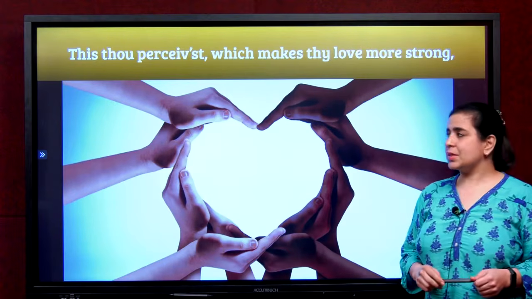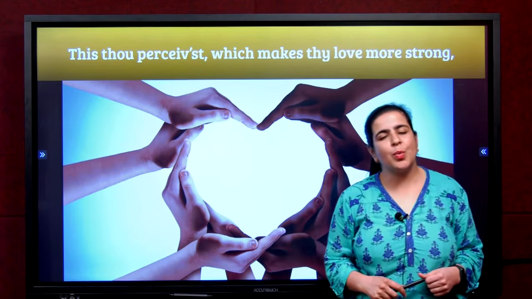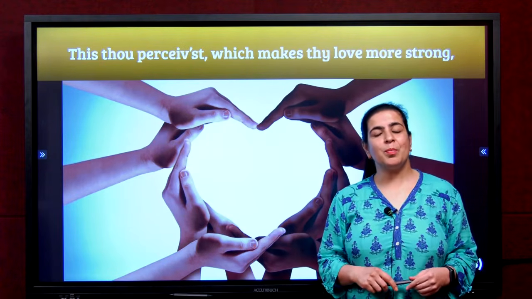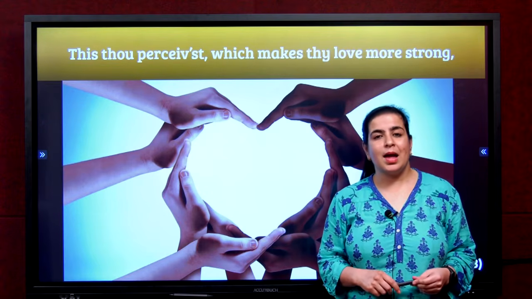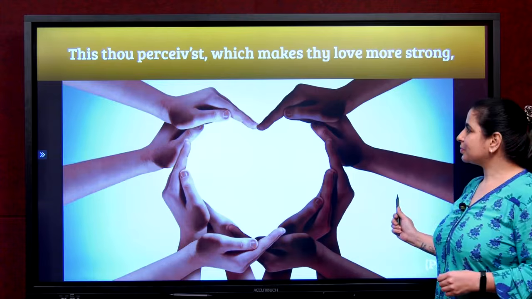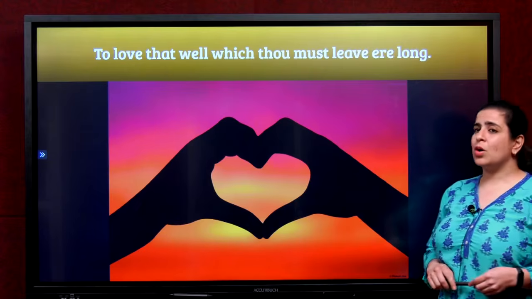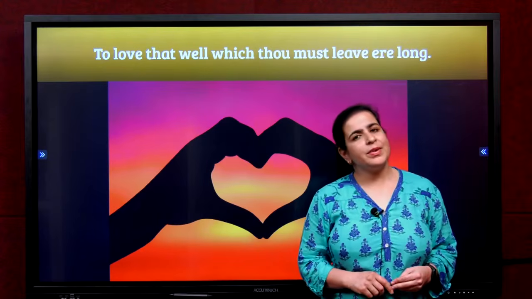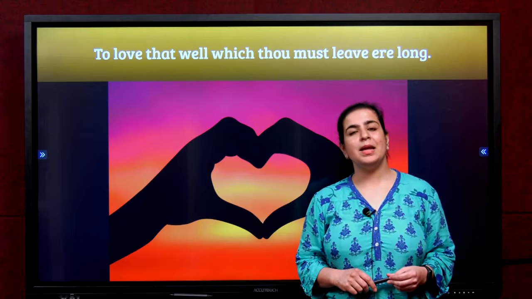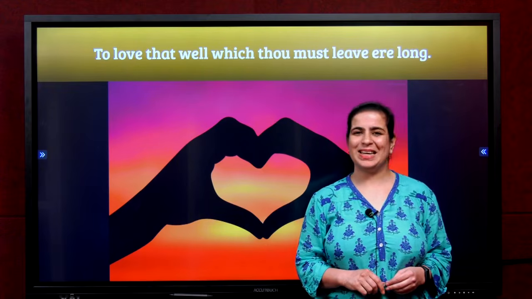This thou perceivest, which makes thy love more strong. At this point, the author starts telling the reader that this is important. I'm going to die, I want my love to be strong at this point, to love that well which thou must leave ere long. Everything will die, yes, but my memories will always be there. My love for you is strong and will always be there. My love for you will never die.